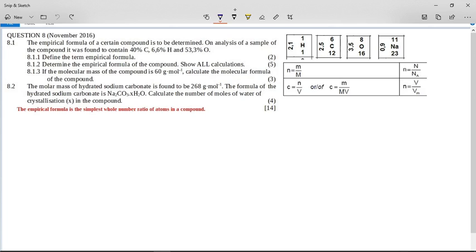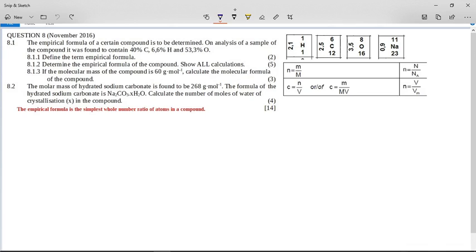Okay, it says to you, the empirical formula of a certain compound is to be determined. On analysis of a sample of the compound, it was found to contain 40% carbon, 6.6% hydrogen, and 53.3% oxygen. Define the term empirical formula. Well, empirical formula is the simplest whole number ratio of atoms in a compound. So it will just be all elements in the compound in their simplest ratio.